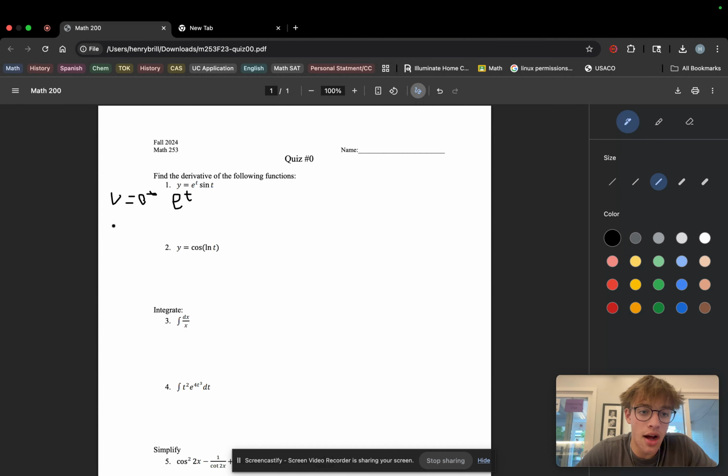And then 2 is sine t. And then 2 prime is cosine t.